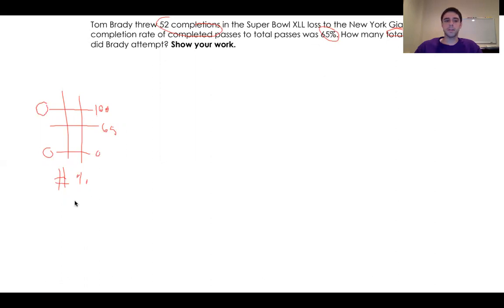Come on, I need some people answering here. We actually don't have the total number of passes yet. We have the number of completions, and we're given the completion rate versus the total passes. So right now, this value is unknown, but our completed passes were 65% of the total passes. Of the total passes, 65% of them were completed.